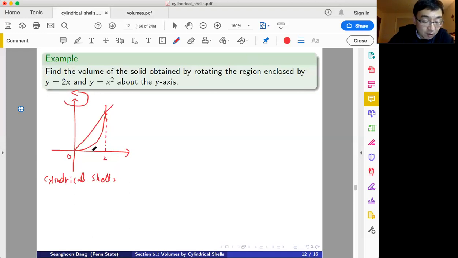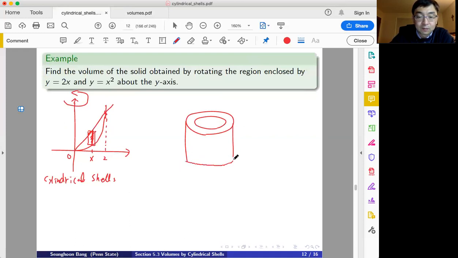How can you use the cylindrical shells method? This is the idea. You can choose x and cut. The same. You can make only a rectangle. You have to rotate this rectangle about the y-axis. We have a washer. This is the washer, this one.